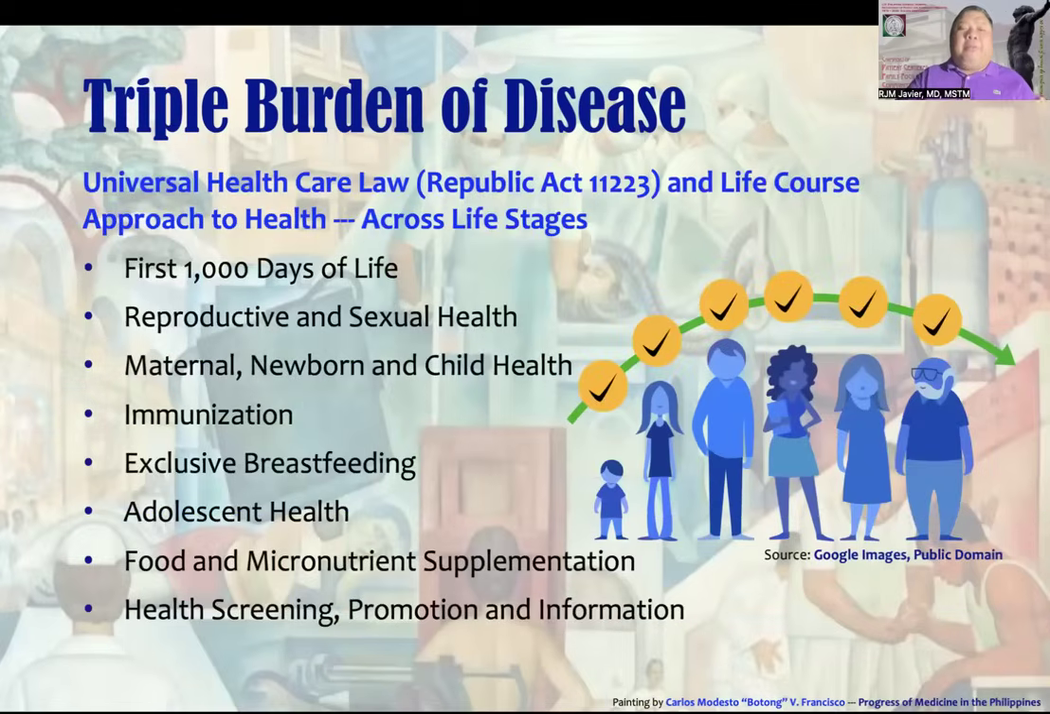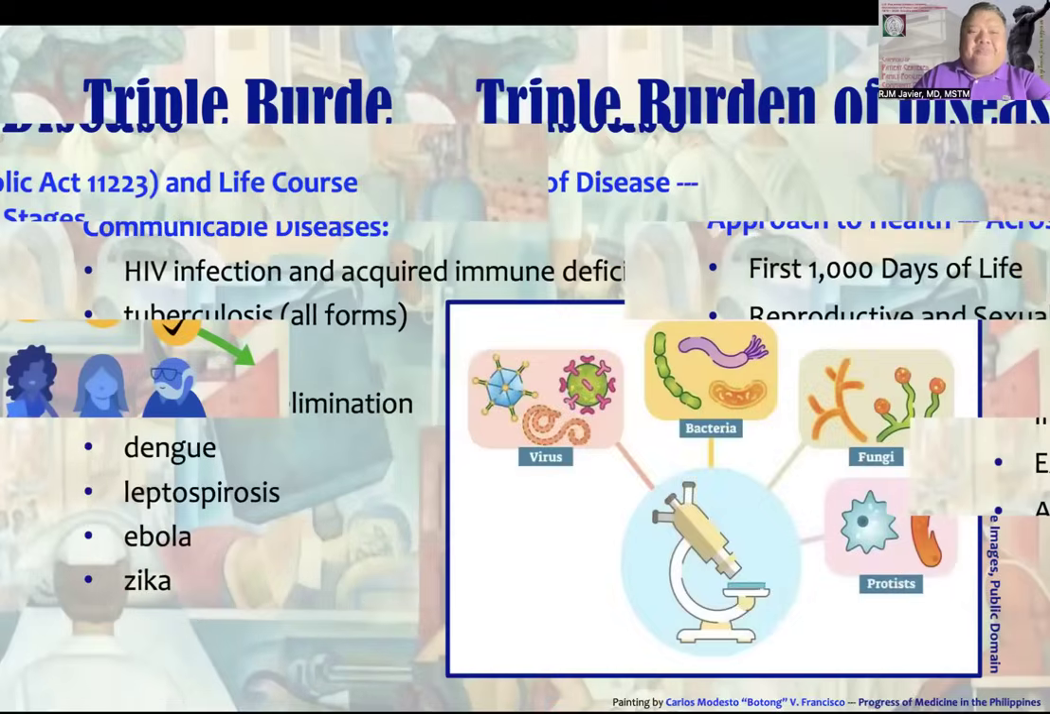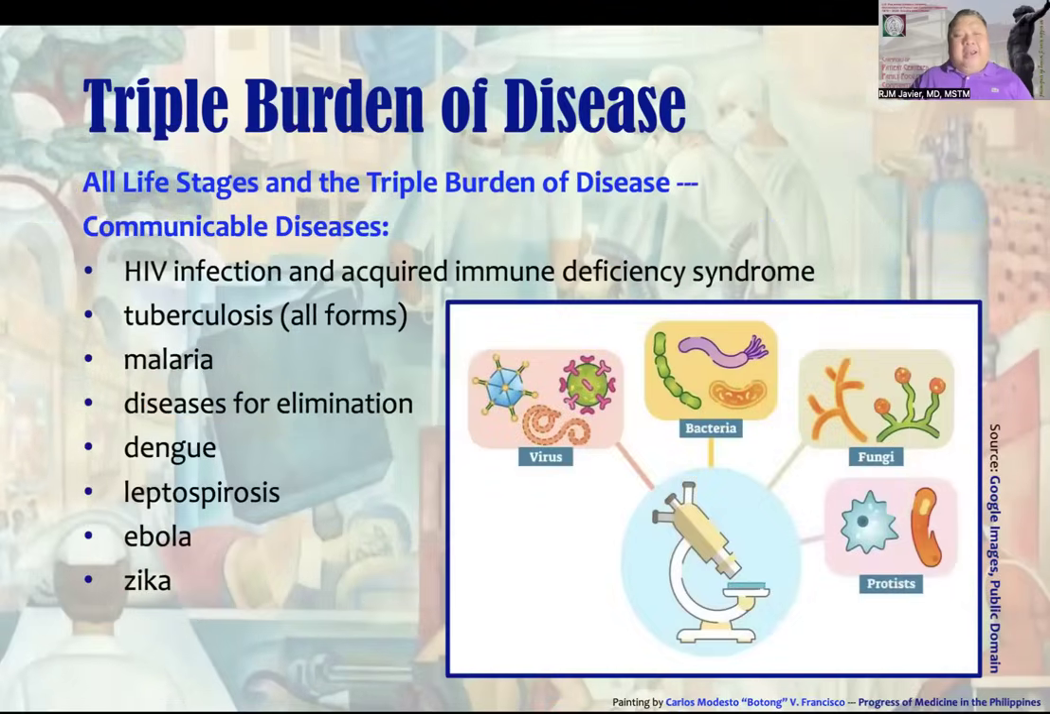I want to link the triple burden of disease to Republic Act 11223, or the Universal Healthcare Law, that looks into the life course approach to health across life stages. If there is a clinical discipline that would really champion the life course approach, doctors who cater to the health needs of people from womb to tomb, then that is the specialty field of family and community medicine. We look into the different life stages, and we want to address all the triple burden, looking into communicable, non-communicable, and diseases of rapid urbanization across the spectrum of age groups.